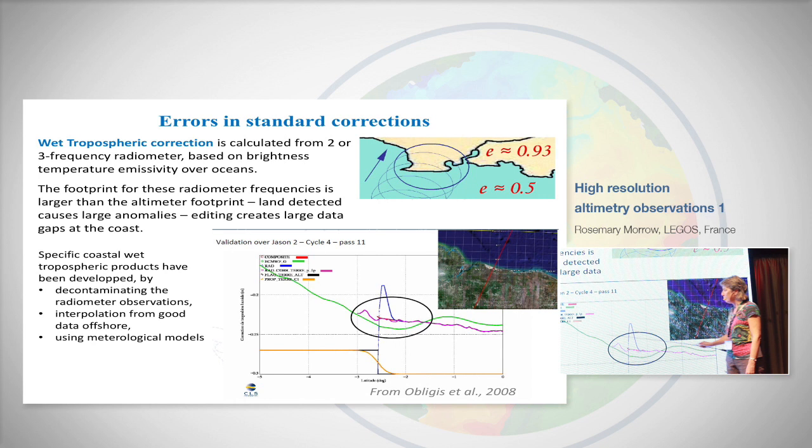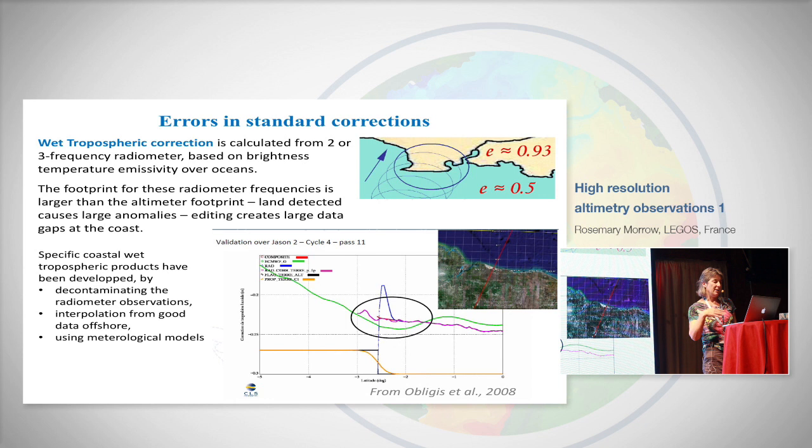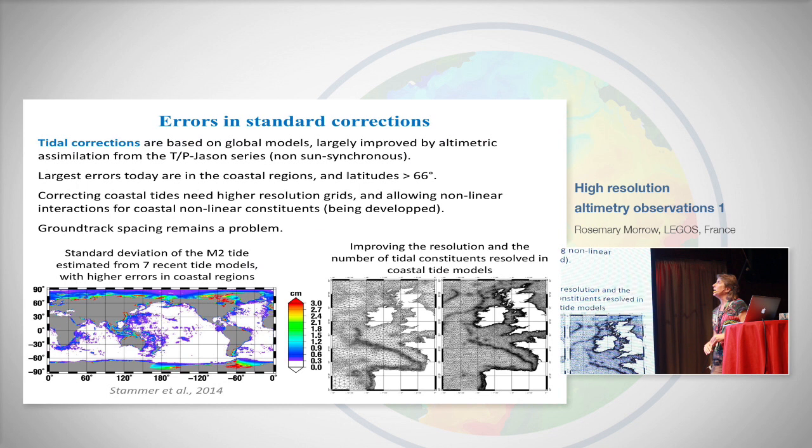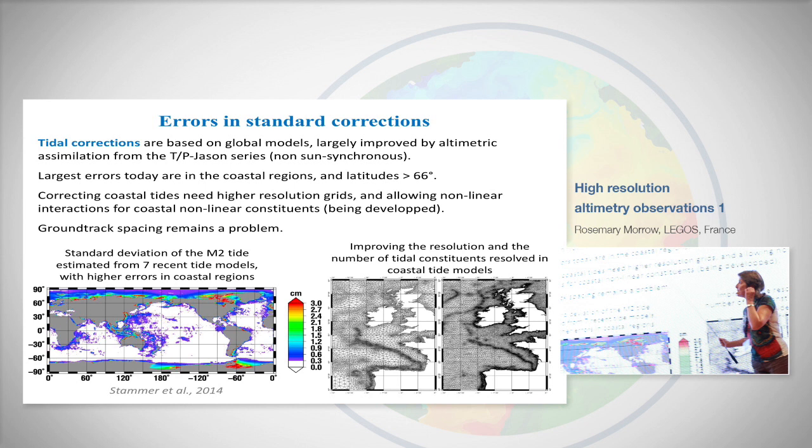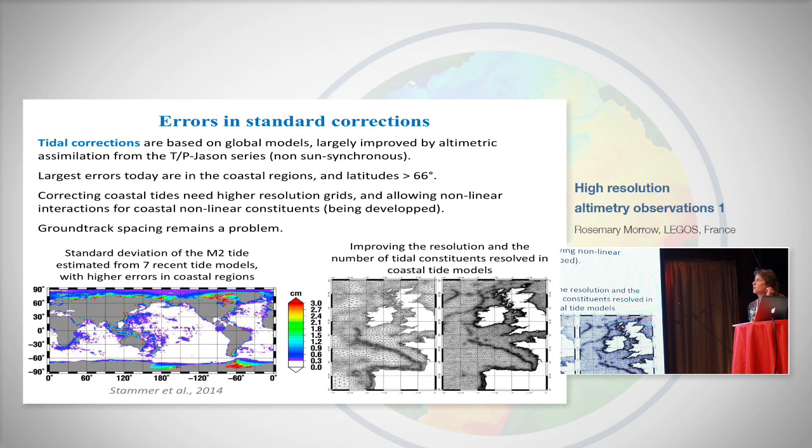And then there's a lot of work to try and improve the estimate of the radiometer using different techniques when you get into the coastal zone, and having a correction that allows you to then further exploit your along-track data. A major error source is using global tidal models in the coastal zone because of the non-linear tides that get generated there.